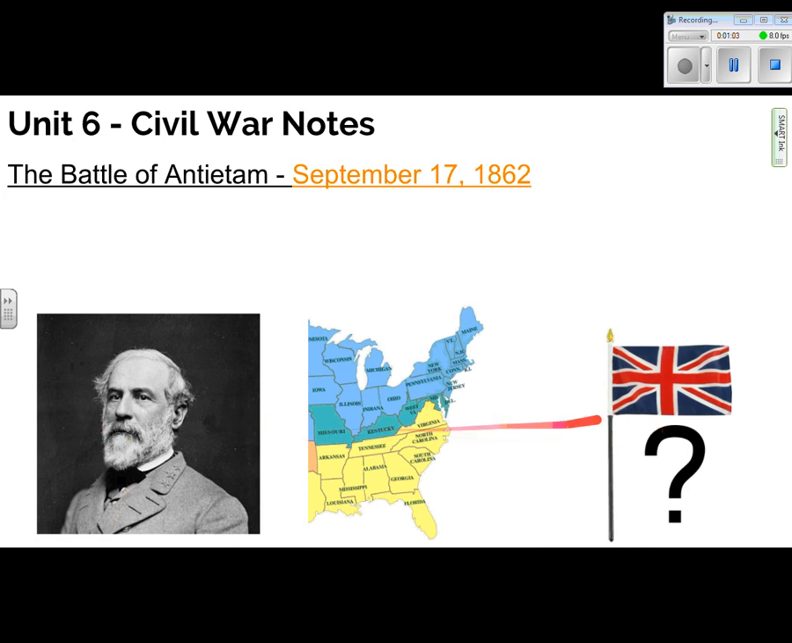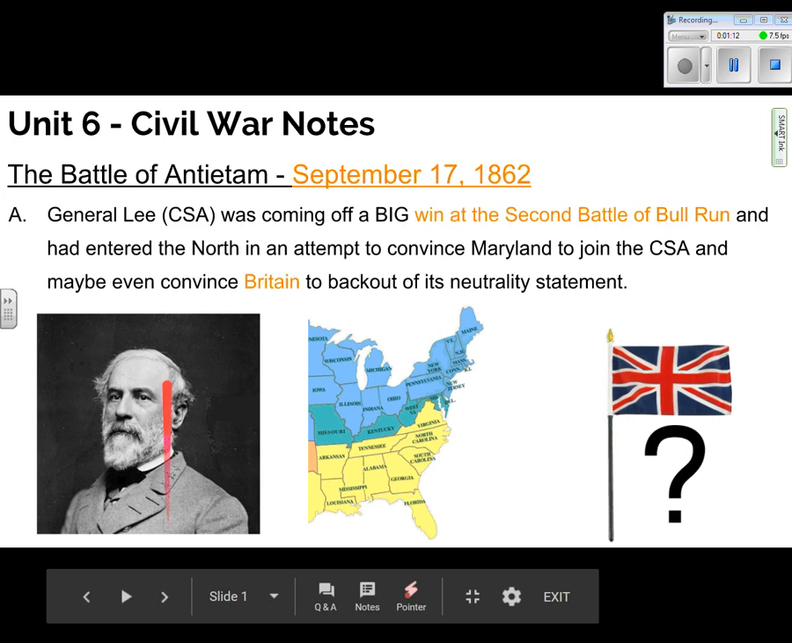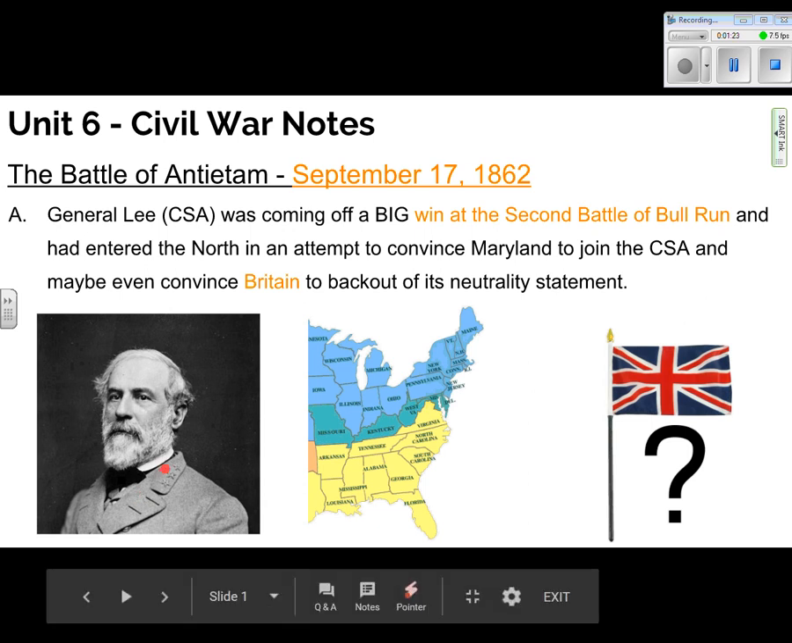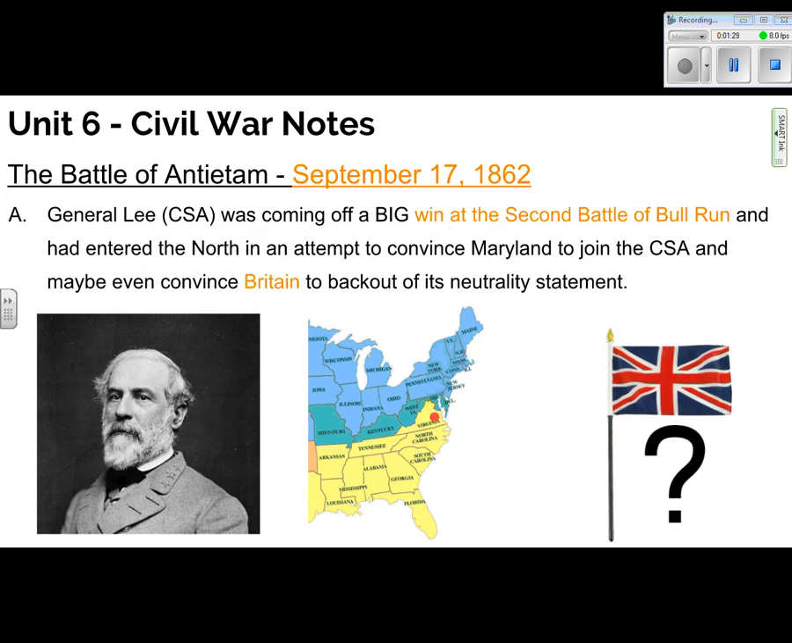Who's this guy? Why is Britain in here? And then making sure that we remember why these states are different colors, right? Okay. So here's General Robert E. Lee, a real genius, right? Certainly a slaveholder, certainly a racist, but definitely one of the key military leaders, the key military leader for the South from Virginia. He was coming off a big win at a battle just outside Washington, D.C., called the Second Battle of Bull Run. And the Confederacy won that. And that was a big deal.